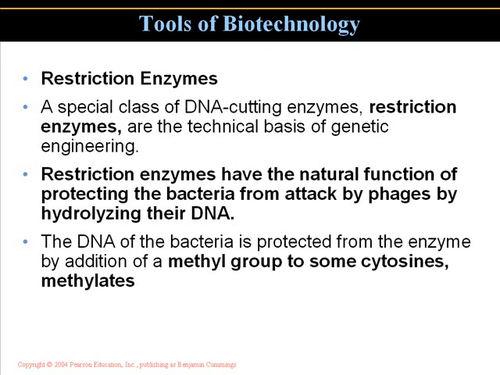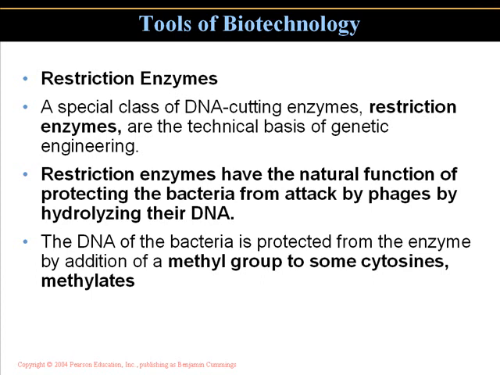Now, there are some tools or instruments that have to be used in biotechnology. These are as follows, one of which would be a restriction enzyme. This is a special DNA cutting enzyme. They're used in genetic engineering. They basically have a natural function in protecting bacteria from attack by phages by hydrolyzing their DNA. And again, make sure you look at the, I know some of you have already done the lab for this week, but it talks about phages in significant detail, so make sure you look at that little media that goes with that.